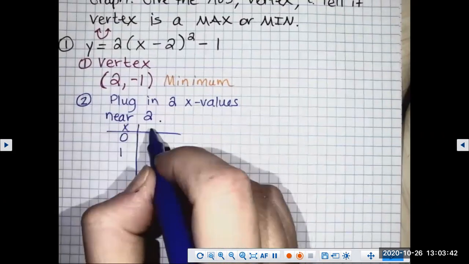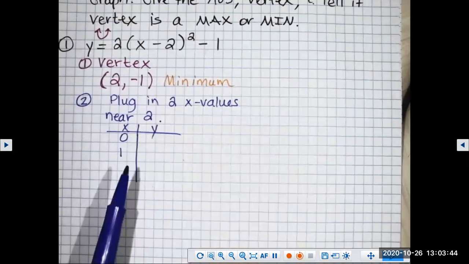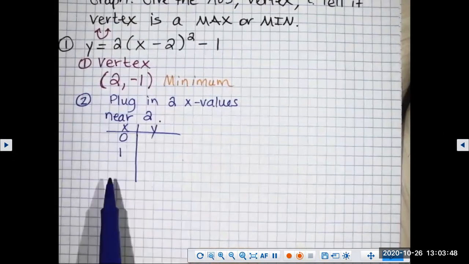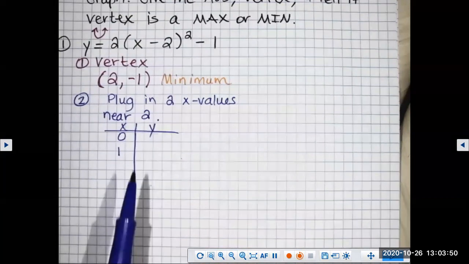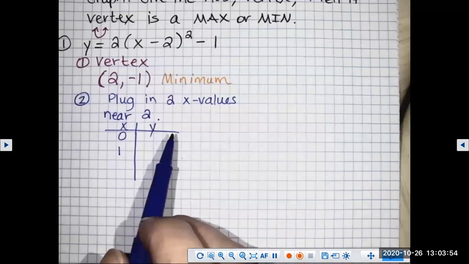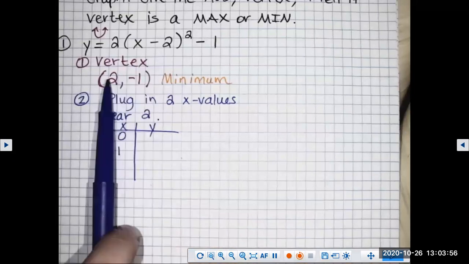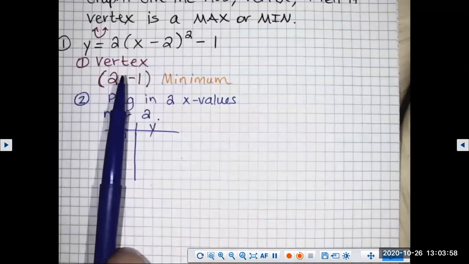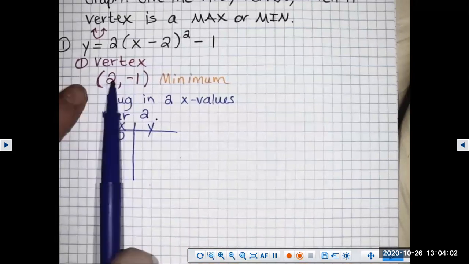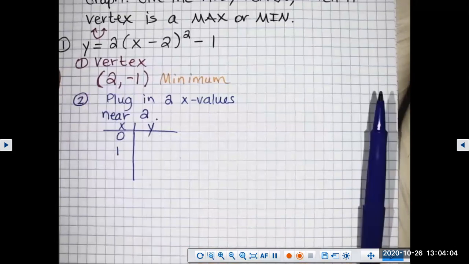And I'm going to see what my y comes out to. And I'll show you, if you're confused on that, how you can actually just sketch it first in a second. But the vertex is the middle point. So I want to plug in some x values either to the left of this, which would be 0, 1, or to the right, 3 or 4, to figure out what those points are and then use symmetry.